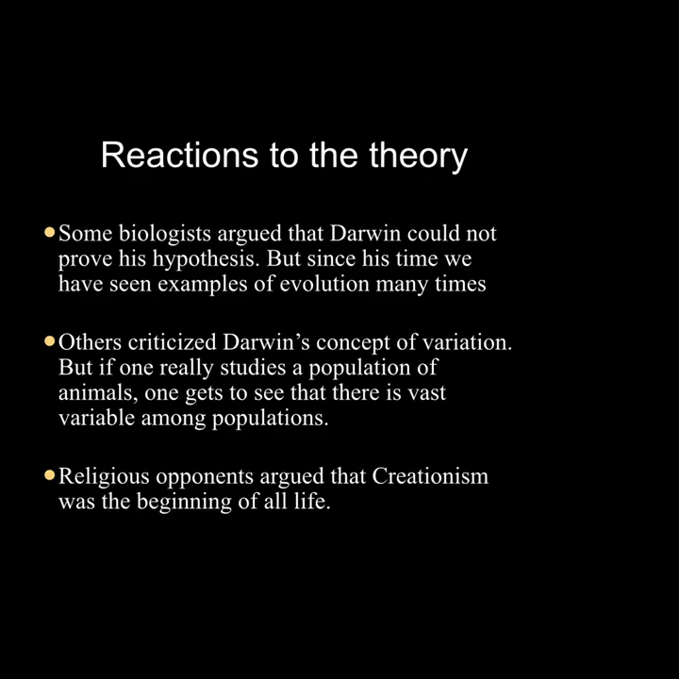Reactions to his theory: some biologists argued that Darwin could not prove his hypothesis, but since his time, we have seen examples of evolution at work many times. Others criticized Darwin's concept of variation. They looked at a bunch of rabbits and they all looked alike. But if one really studies a population, you can see that there's a vast amount of variation in the population. Researchers many times, studying monkeys, studying apes, studying rabbits, studying whales, will give them names and they can tell them apart. Religious opponents, of course, argued that creation was the beginning of all life.